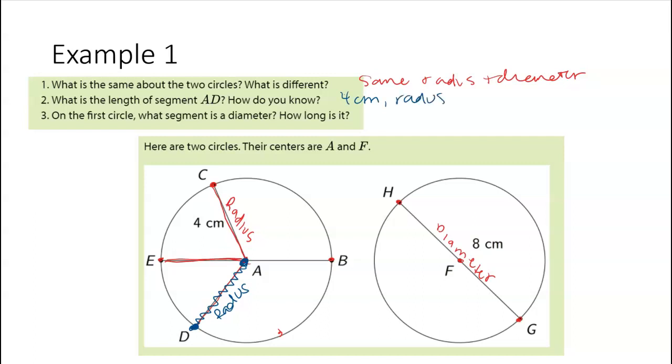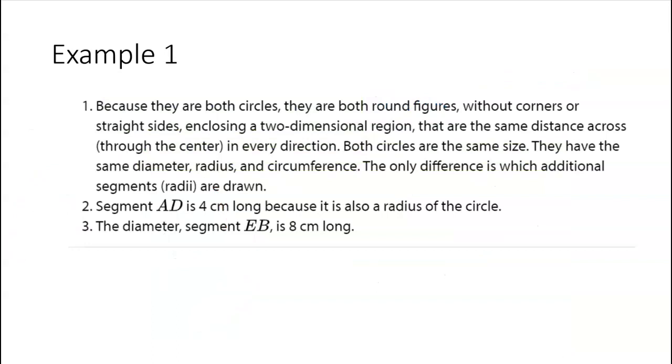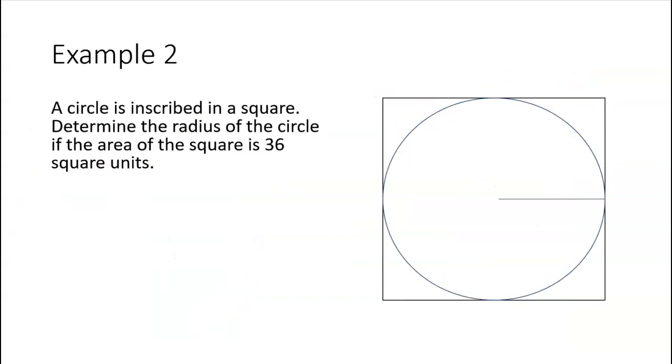On the first circle, what segment is the diameter and how long is it? We are going from edge to edge through the center. So that would be segment EB or BE, and it is 8 centimeters because a diameter is twice a radius. Here it is written out, if that helps you. Let's do one more together here.